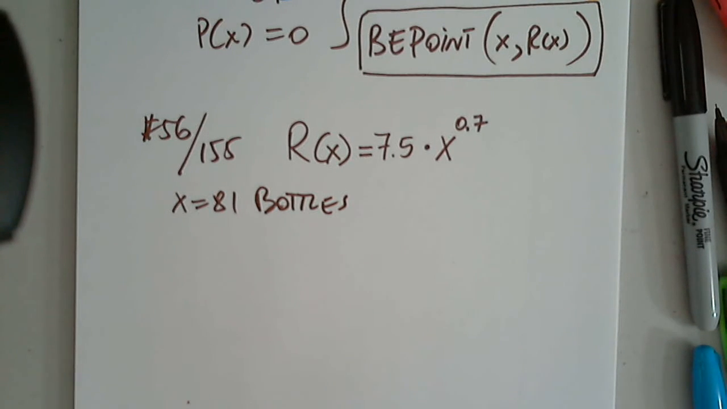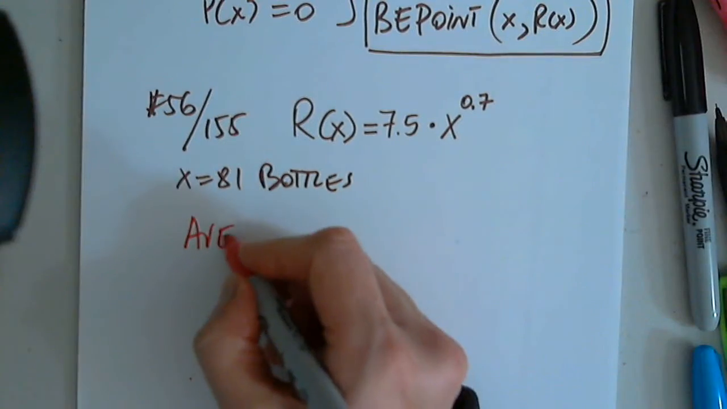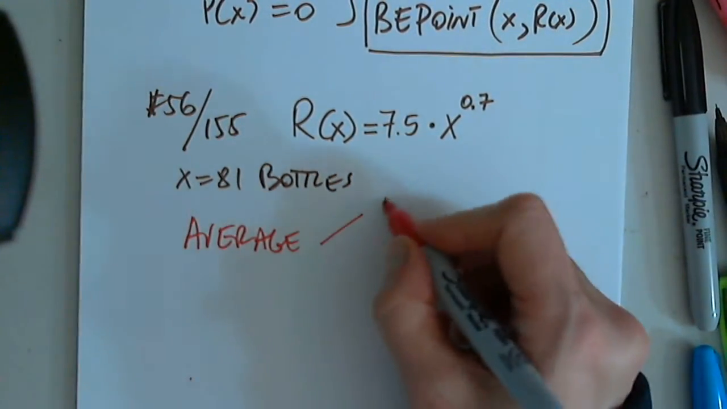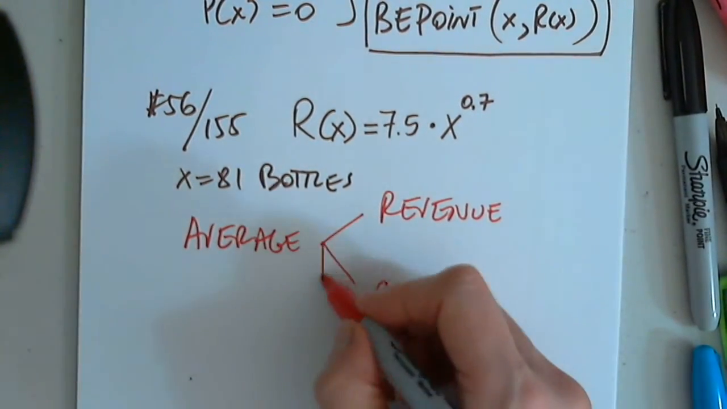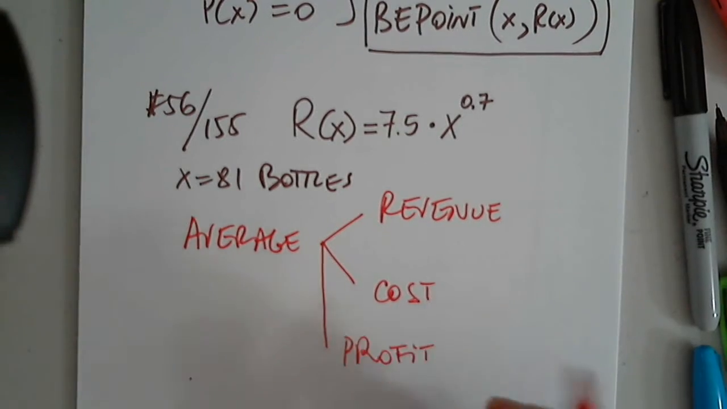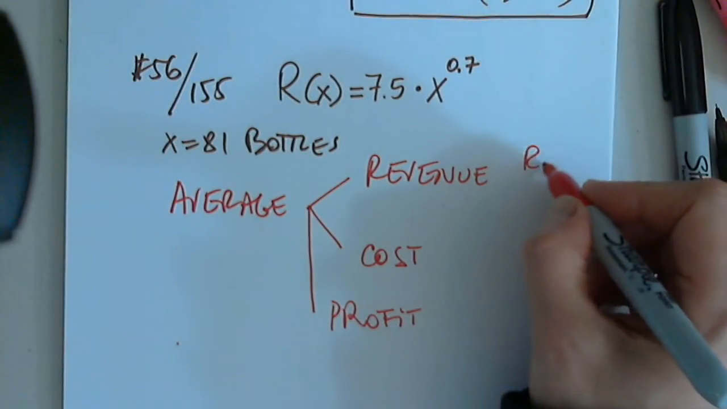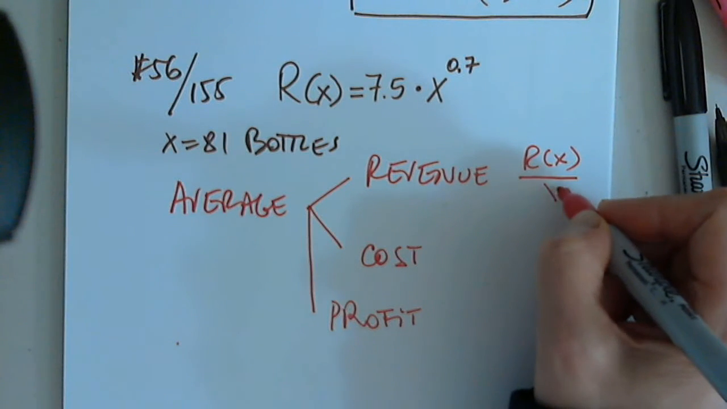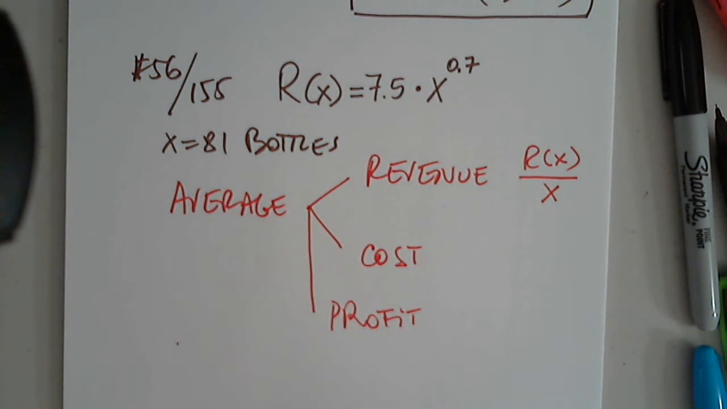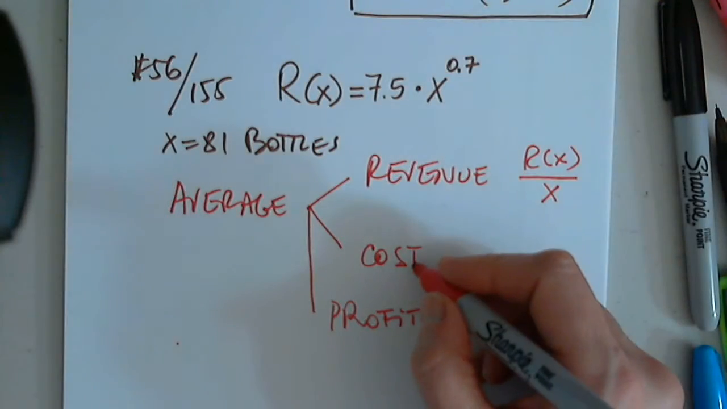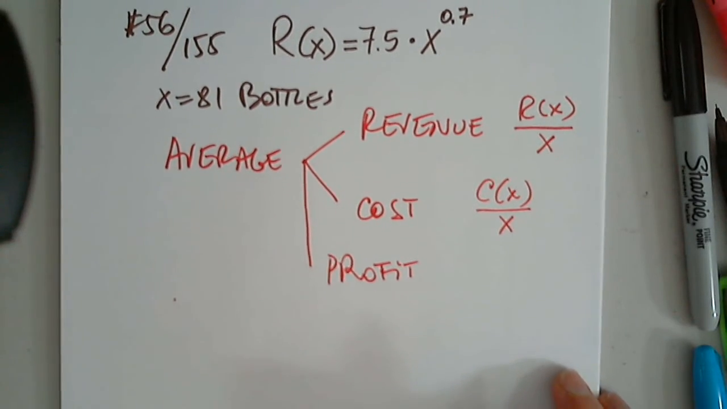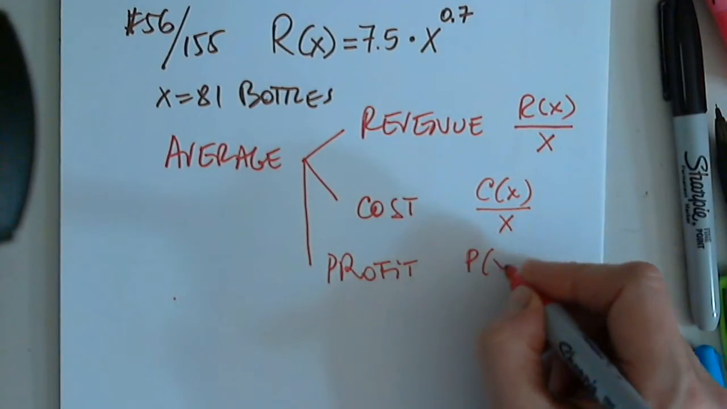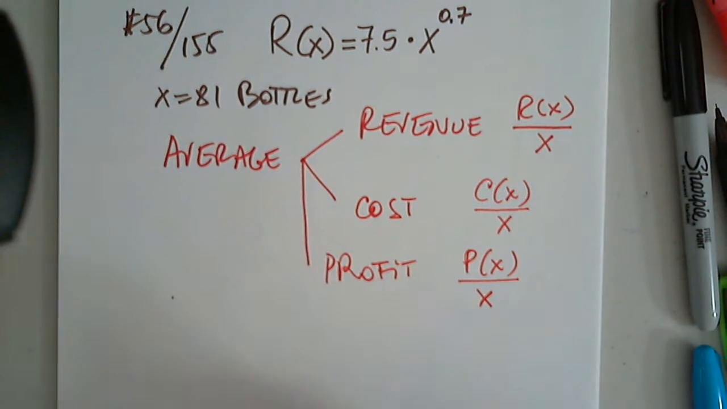So we do have something called average revenue, cost, profit. All these represent total revenue divided by the units, the number of units sold. Average cost, total cost divided by the number of units produced. Profit, profit of X, average profit, profit divided by the number of units.